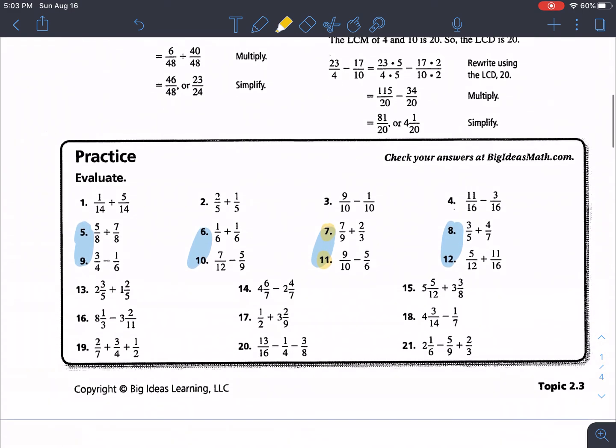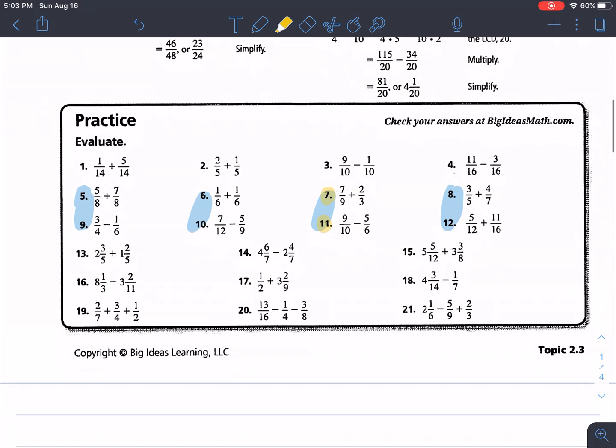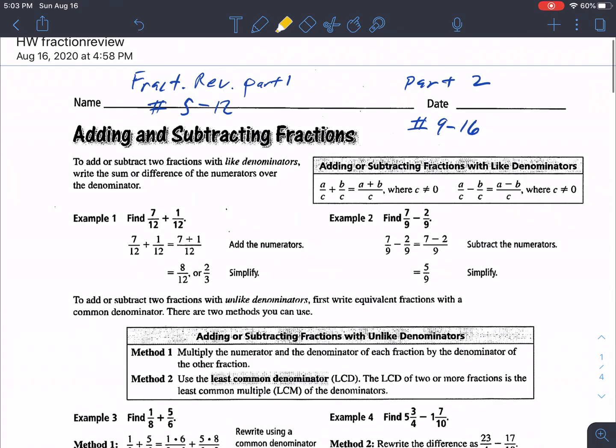So, if you remember, the biggest rule for adding and subtracting fractions is that they have to have a common denominator. I should look up how it's spelled. I'm a math teacher, not an English teacher, so I don't know how to spell. Common denominator. Basically, all it means is that the bottom number of your fractions has to be the same. This is the only way it works. It has to be the same.